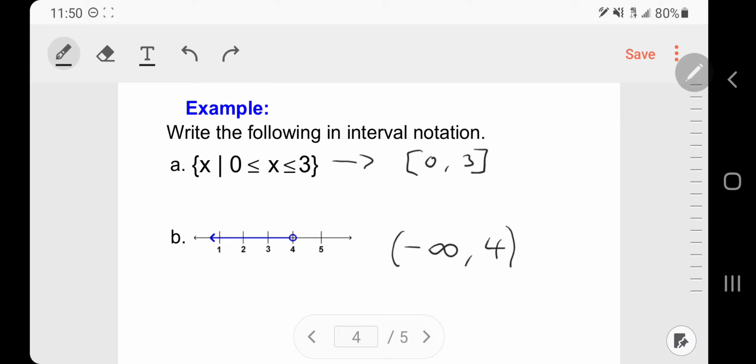Okay, so those are the two main ways to represent a set of numbers. We had both the set notation using the inequalities and the interval notation using the brackets or parentheses.